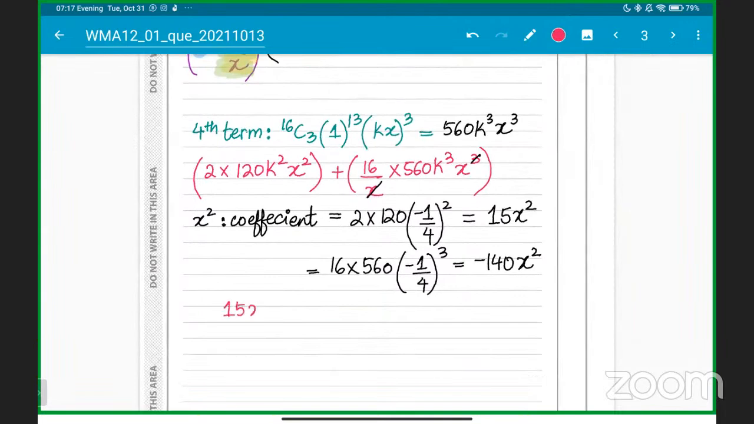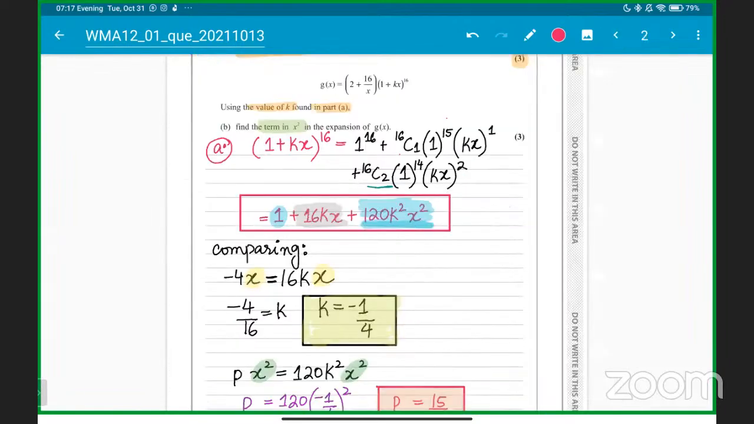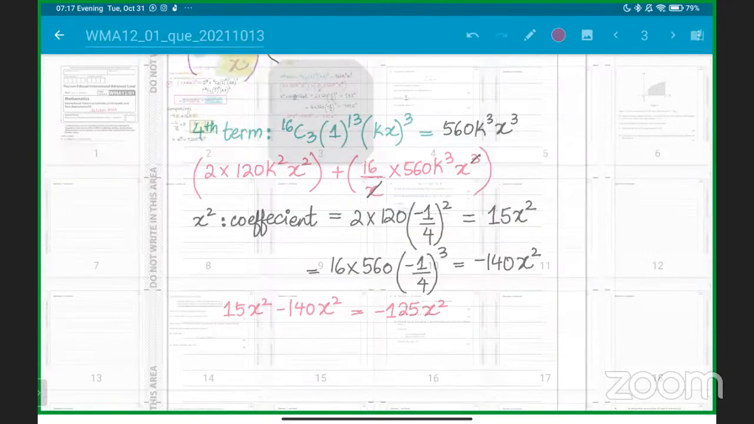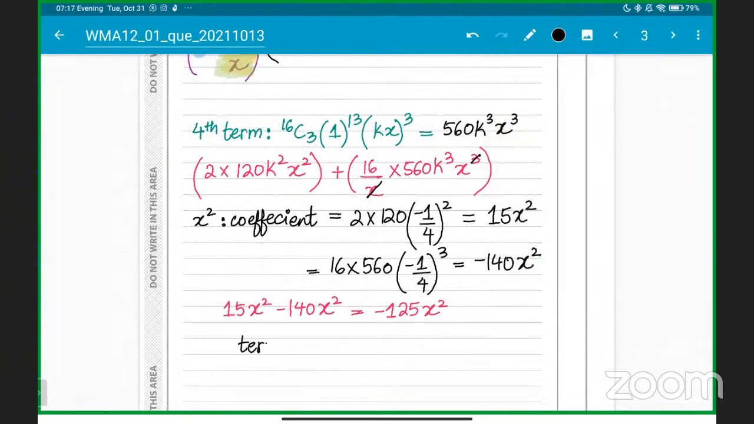15x square minus 140x square. So the coefficient of x square is coming negative, students. It is coming negative 125 x square. So your answer is that the term in x square is basically negative 125, and that is correct.